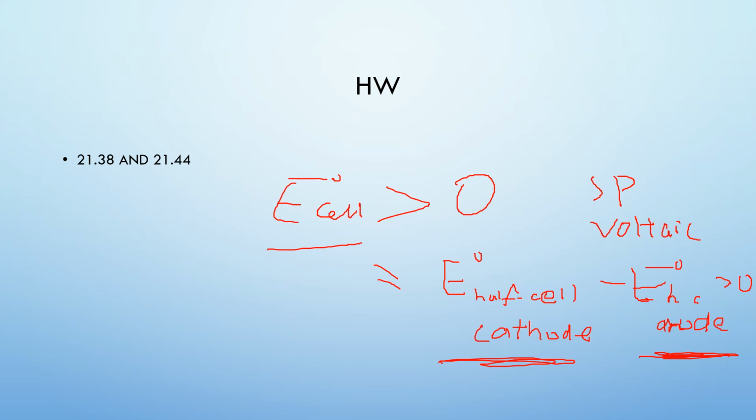So for homework for chapter 21.3, you have 2 problems, all related, using this appendix D to determine whether the reaction is spontaneous or not, or figure out the half cell potential by giving the other 2. I'll see you guys in the next video.